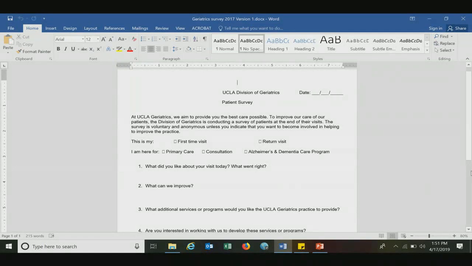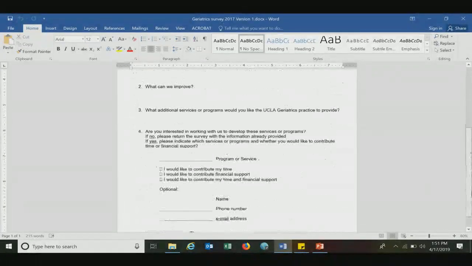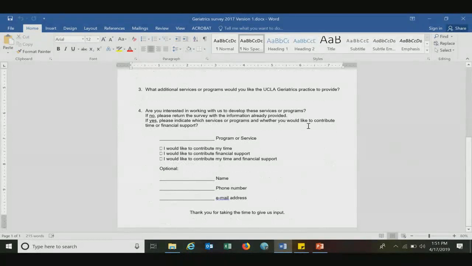I see. And then if we scroll down, you can see that we have the same issue here. Here's a skip pattern without any arrows or anything, right? If no, return the survey. If yes, what would you like to do? Here's a little bitty skip pattern, little bitty check boxes again. And then information: name, phone number, email address, formatted in kind of a funny way. Like, why is the blank on the left instead of on the right?